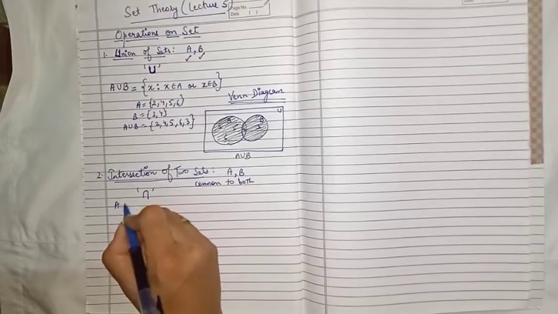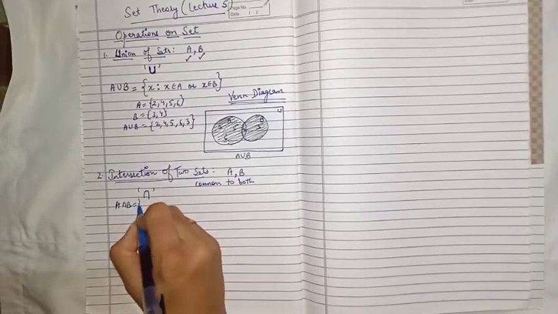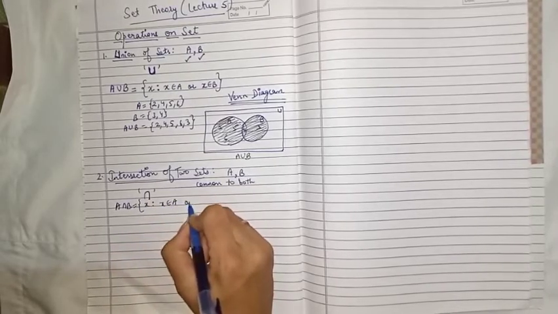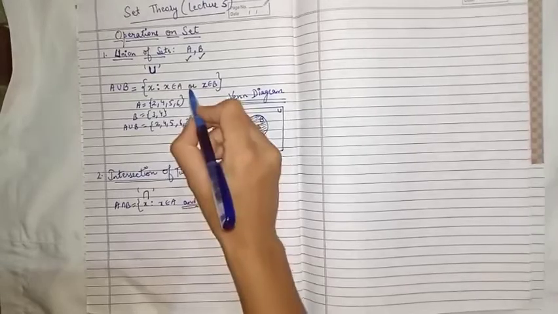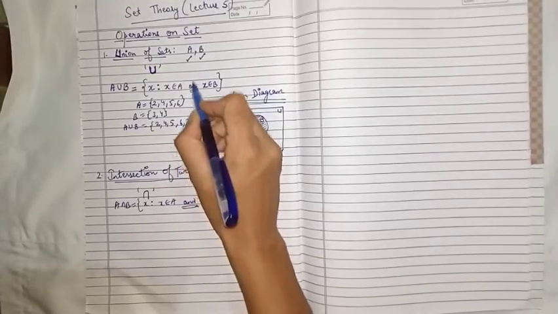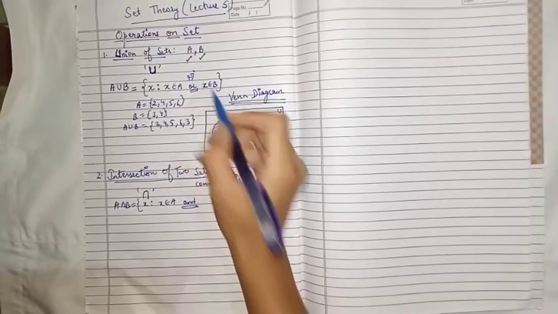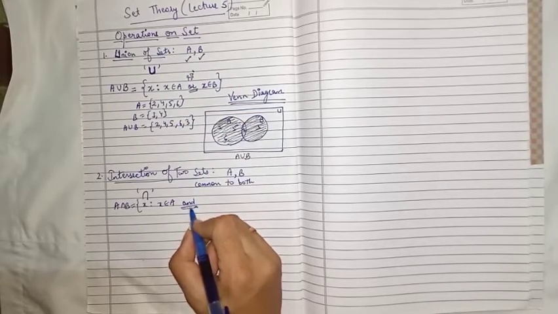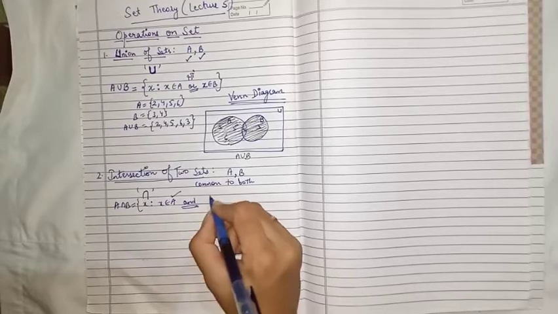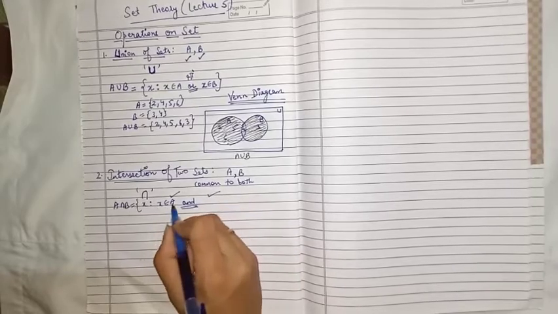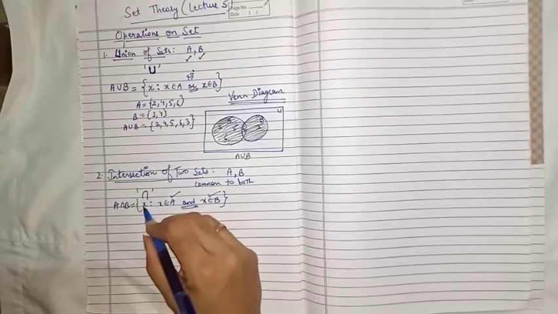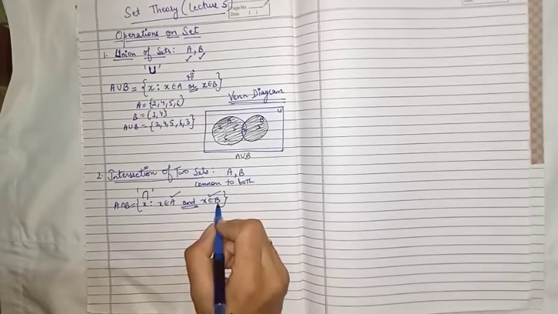So what is my A intersection B? It is X such that X belongs to A. Now I'll write AND here. Earlier, for union, I had written OR. Here I have written AND, that means X belongs to A and X belongs to B. X should belong to both sets.